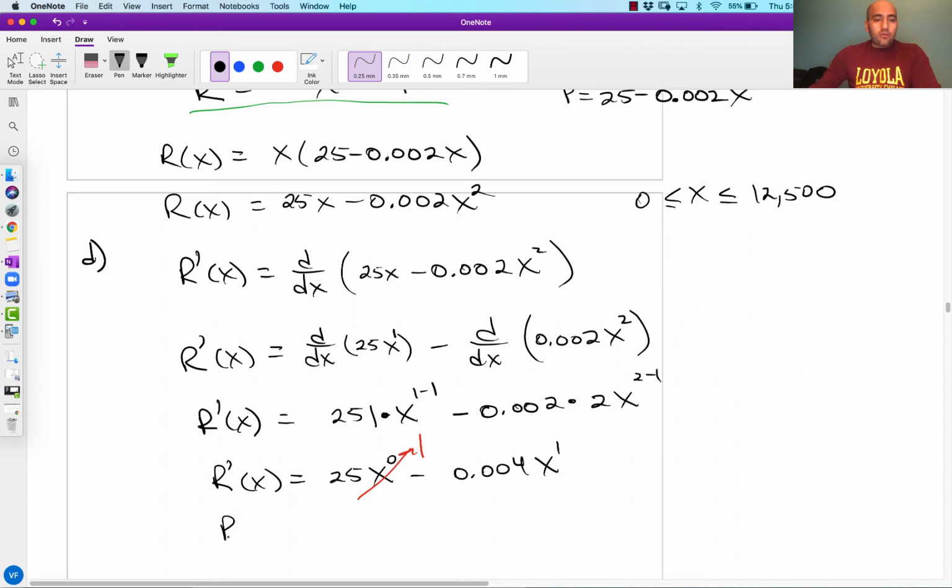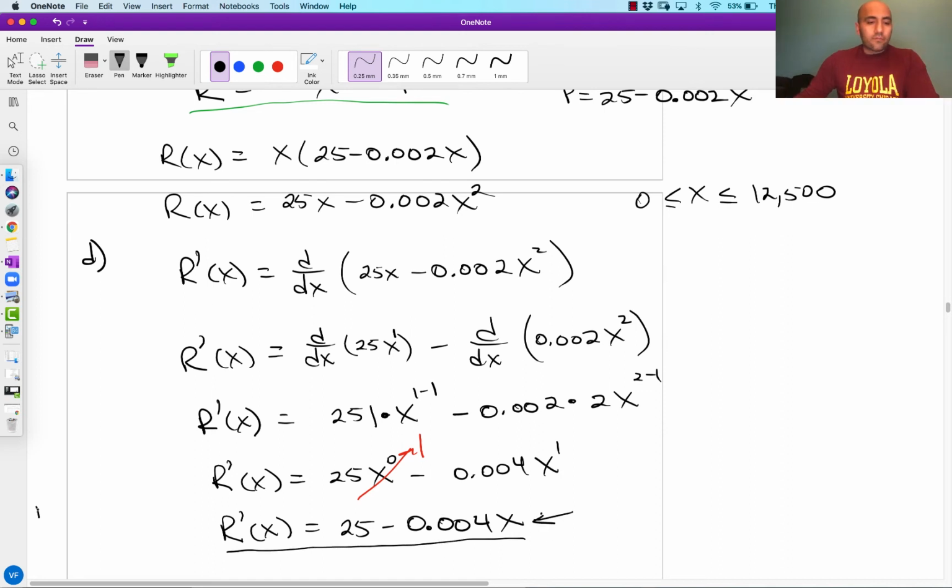So our marginal revenue function is going to be equal to 25 minus 0.004x. Okay, so now that we have the marginal revenue function, let's create a table so that we can solve for the values that they asked for.